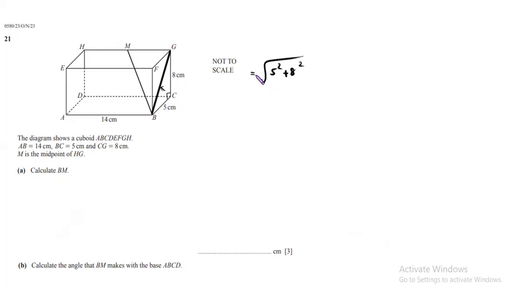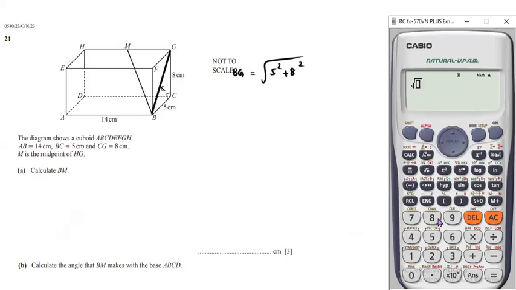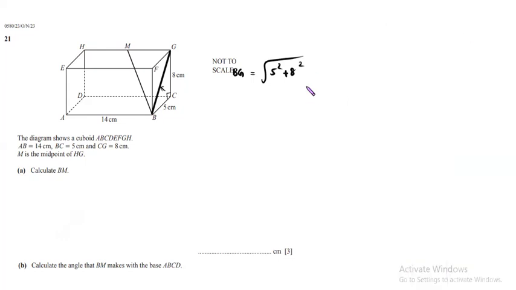So the value of BG is equal to, I'm going to put this in the calculator: square root of 5 squared plus 8 squared. When I do that, I get square root of 89. So that is equal to BG. And if I want, I can write it as 9.43 as well. I'll just leave it as square root of 89 because we're going to make use of this to find what BM is.